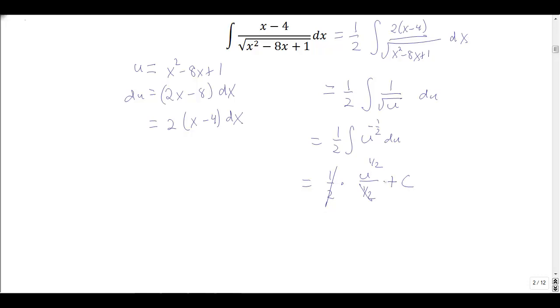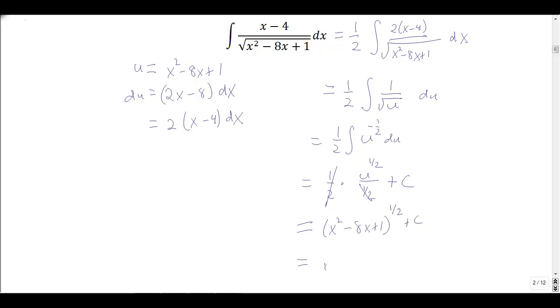So we've got an answer in terms of u now, but we need an answer in terms of x because the original antiderivative was in terms of x. So we're just going to substitute in for u, we're going to substitute back the x's. So what I end up with finally is x squared minus 8x plus 1 to the 1/2 plus c.